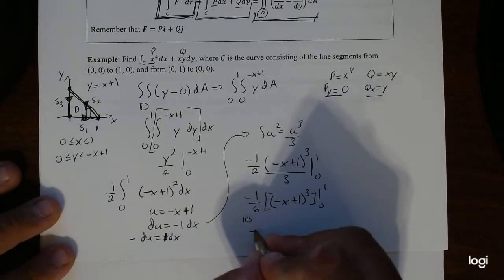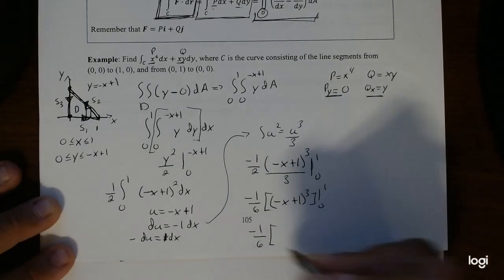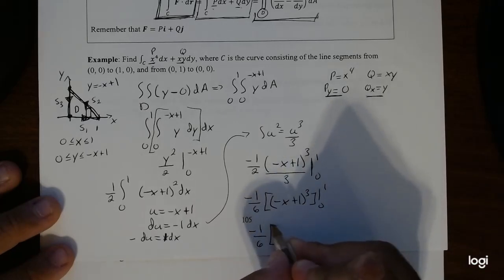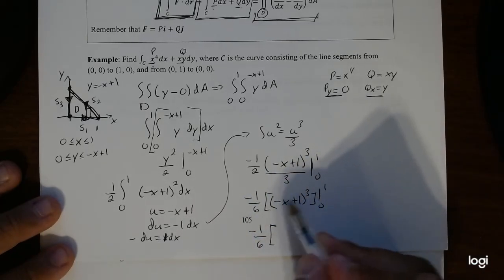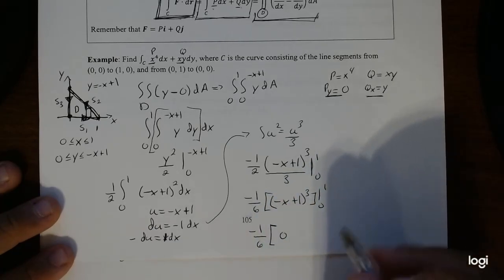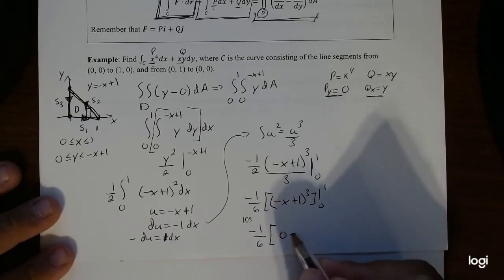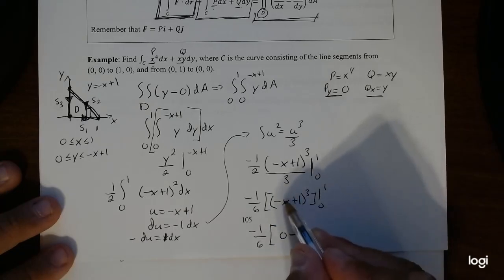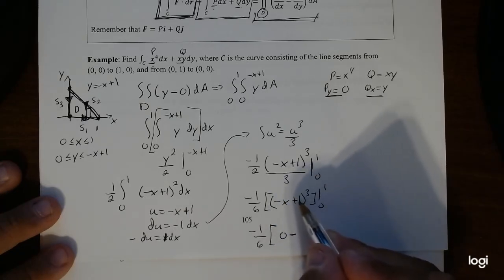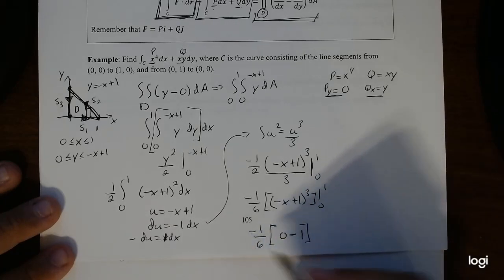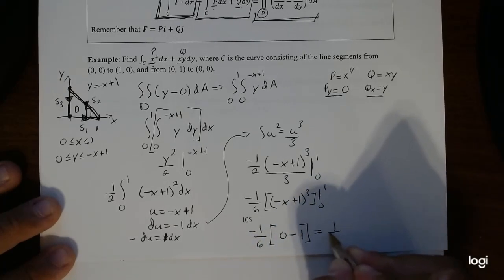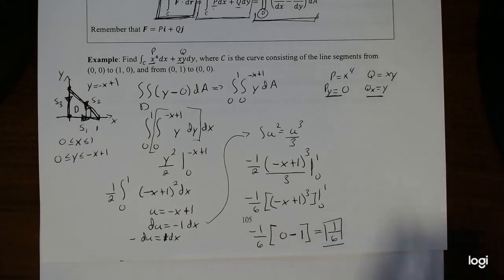So, negative 1/6 times, plug in 1, that gives me 0, minus, plug in 0, that gives me 1 to the third power, which is just 1. So negative negative makes it positive, so this is now 1/6. And there we go.